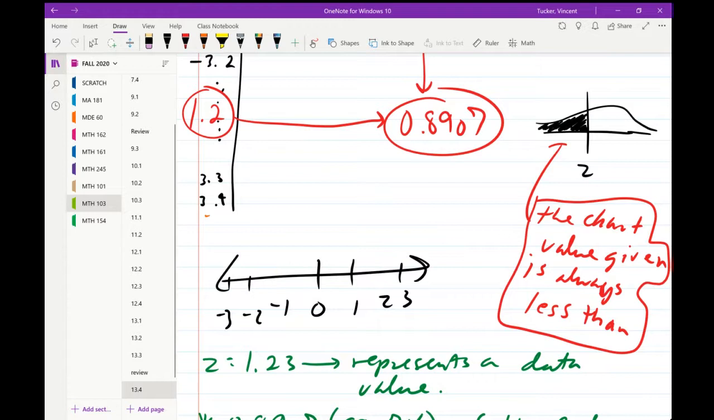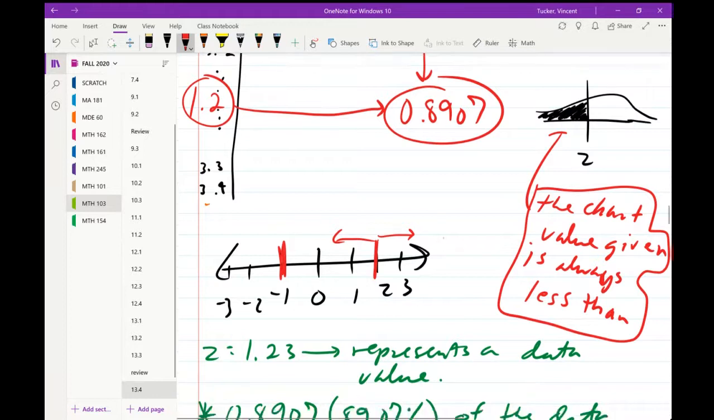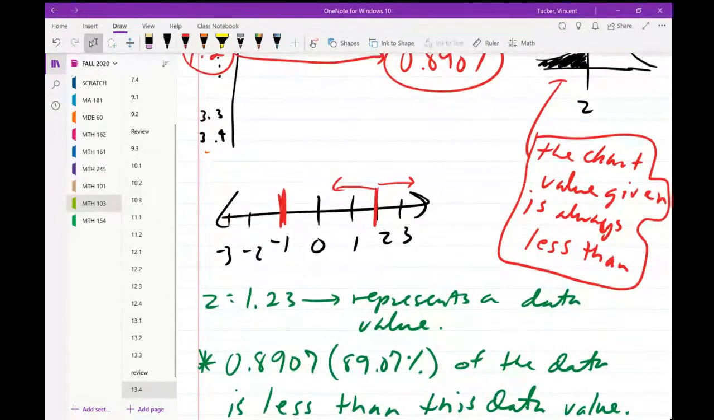If you look at the regular number line, generic number line, if I look at -1, what's less than it will be to the left of it. What's greater than it will always be to the right of it. Same thing if I were to look at +2, what's less than it will always be to the left of it, and what's greater than it will always be to the right of it. So that's what we mean by less than or to the left of.